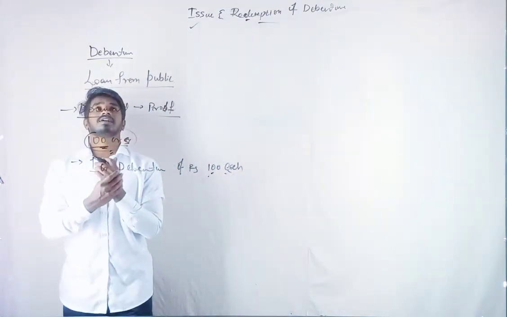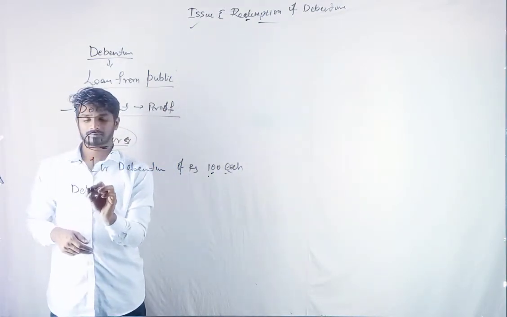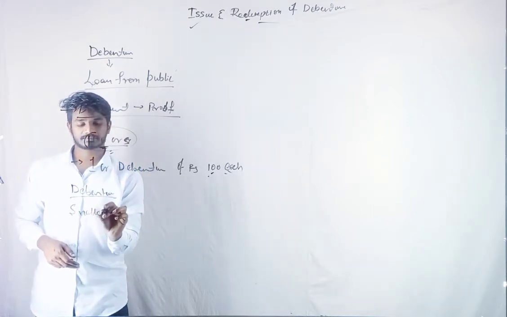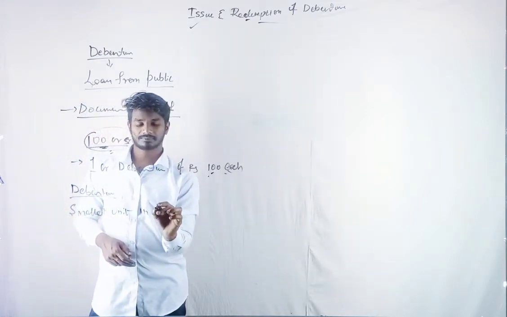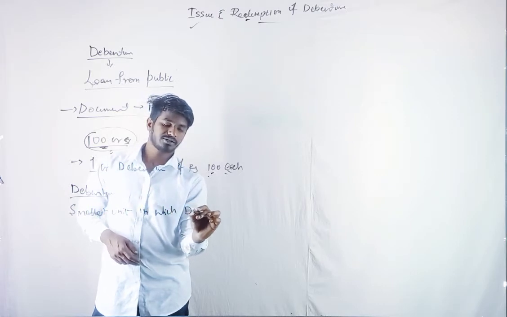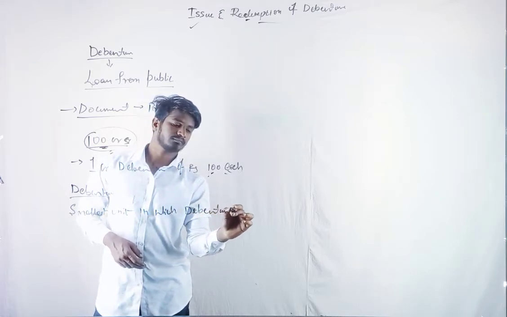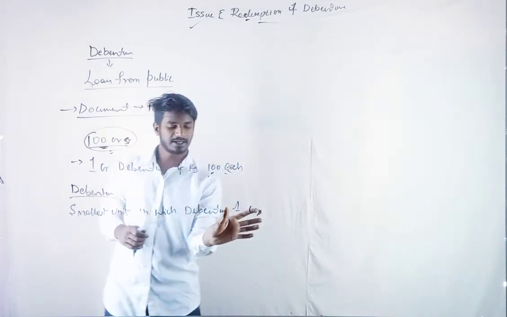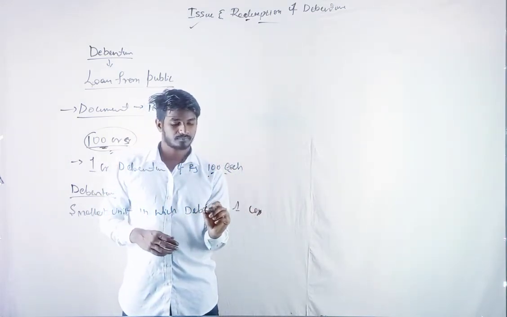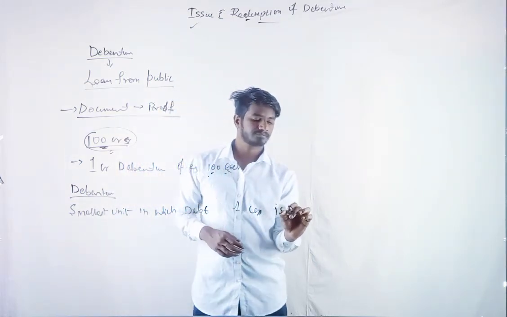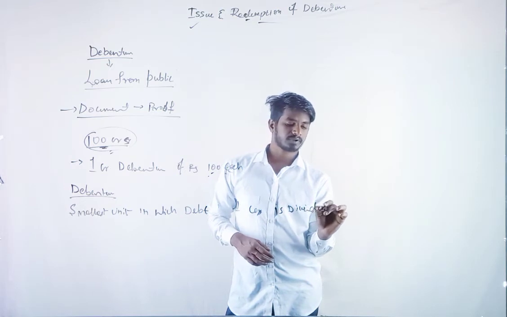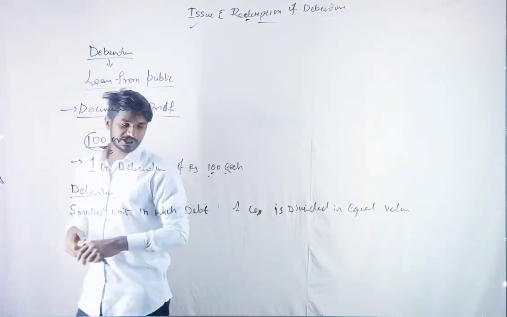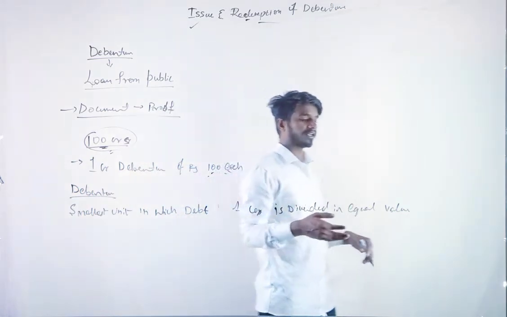So let us see the meaning of debenture. Debenture is the smallest unit in which the debt of the company is divided in equal value.